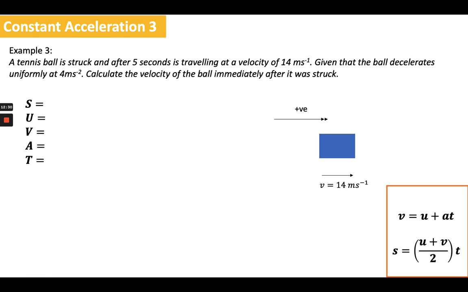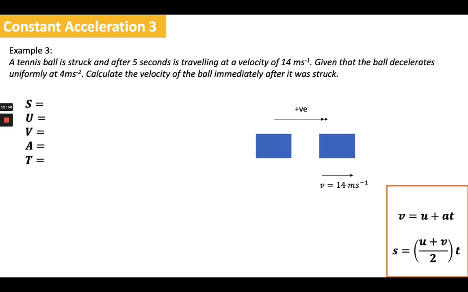I've got a tennis ball, okay, and it says after 5 seconds. So after 5 seconds, this is the final velocity. After 5 seconds is travelling at a velocity of 14 meters per second. It says given that the ball decelerates uniformly at 4 meters per second squared, calculate the velocity of the ball immediately after it was struck. So I'm looking for the initial velocity. I don't know what that is yet, but I want to start collecting my information over here. And you can do this as you go, as you're building this diagram as well.